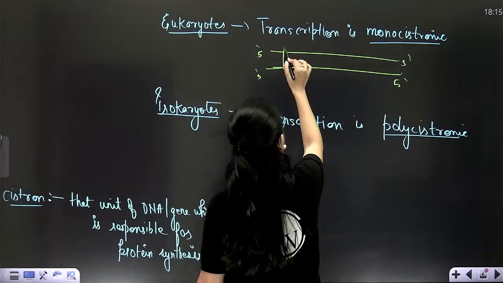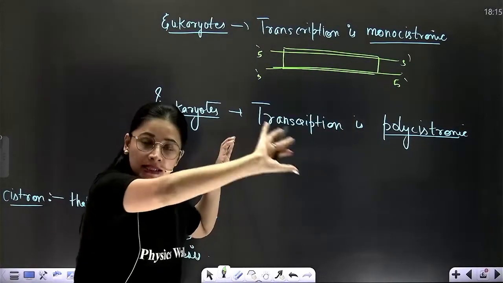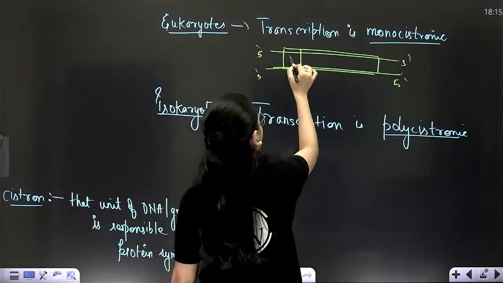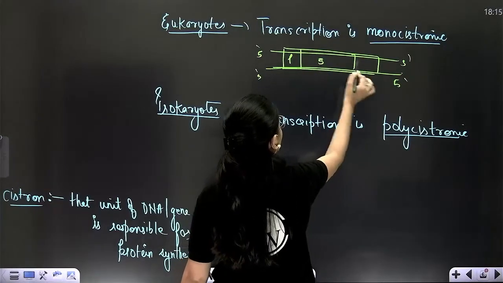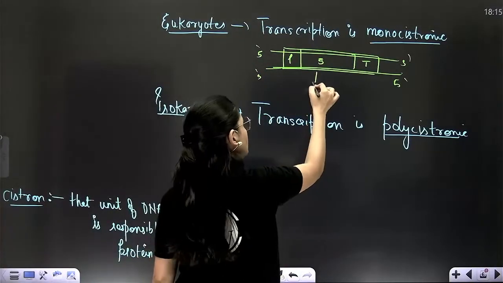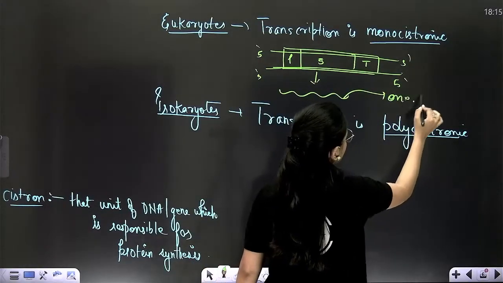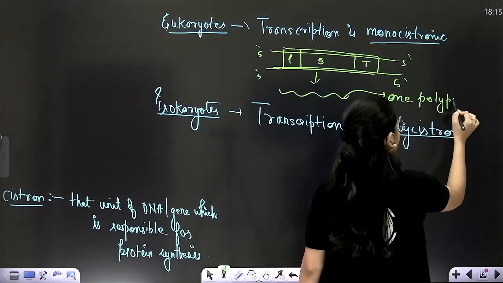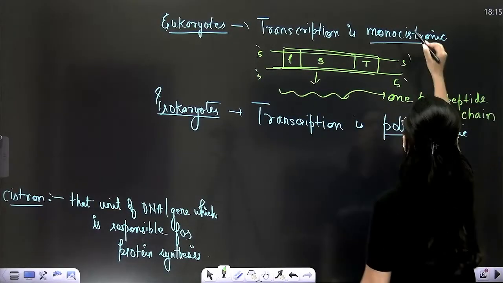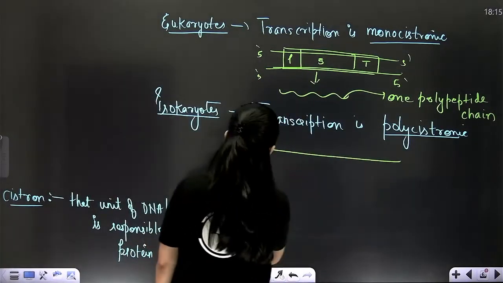Now, suppose this is the transcription unit. In one stretch of DNA, there will be only one transcription unit with one promoter, one structural gene, and one terminator. This structural gene will synthesize only one polypeptide chain at a time. So it is monocistronic. But in the case of prokaryotes, suppose this is DNA.